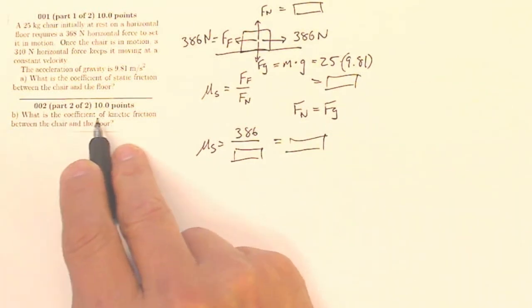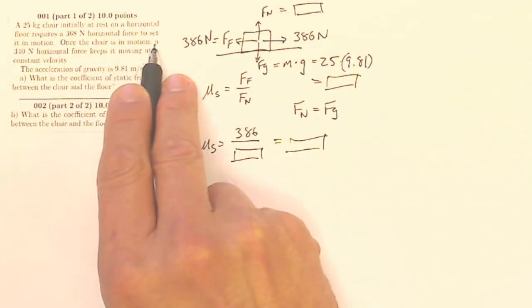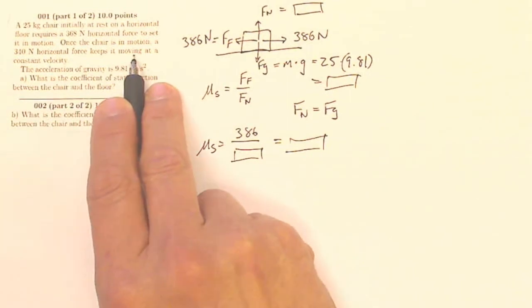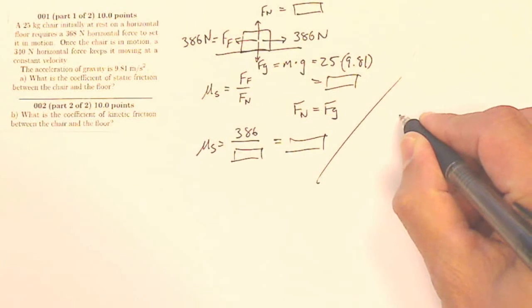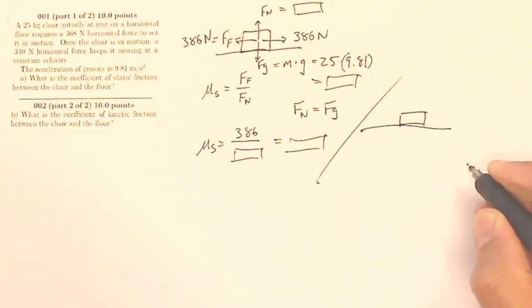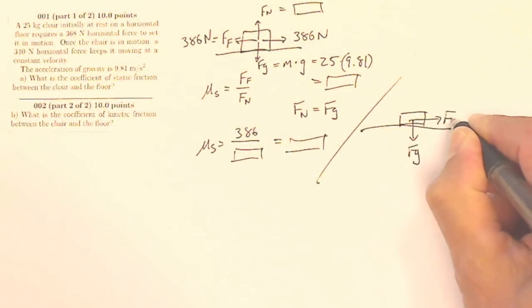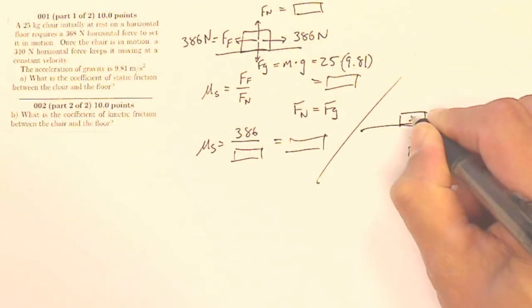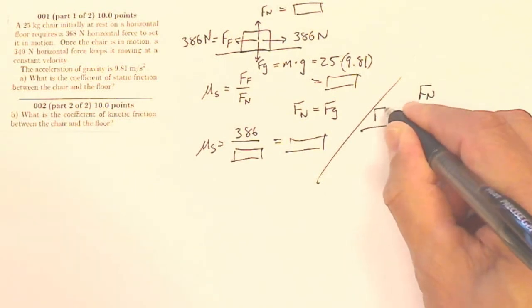Question number 2 says, what is the coefficient of kinetic friction between the chair and the floor? So now, once the chair is in motion, 340 newtons keeps it moving at a constant velocity. Now, constant velocity is our magic word there. That means that the forces are balanced. So I will have a gravitational force, I will have a push force, I will have a normal force, and I will have a frictional force.